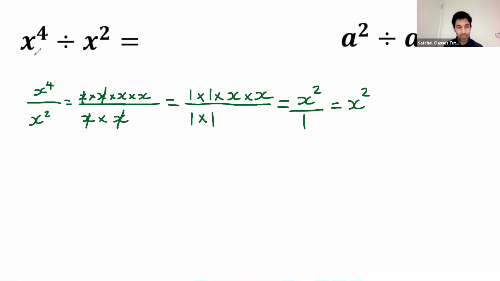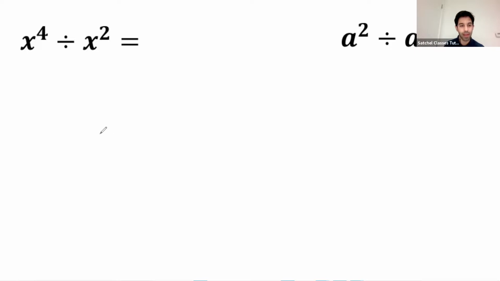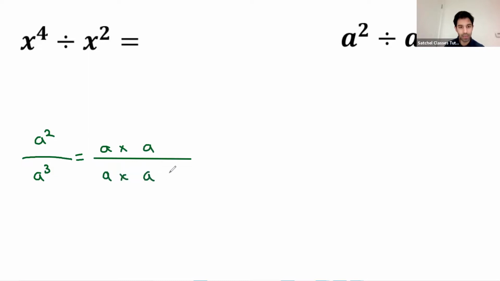Now, if you've done laws of indices, you may approach this problem using laws of indices, but I just want us to have a good understanding of how we cancel out terms when we're dealing with algebraic fractions. Likewise, in the second example, we have a squared divided by a cubed. So I'm just going to rub out what I've done. We have a squared divided by a cubed, or if we were to expand this problem, we will have a times a divided by a times a times a.